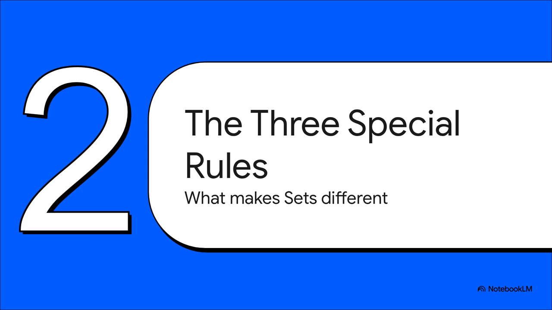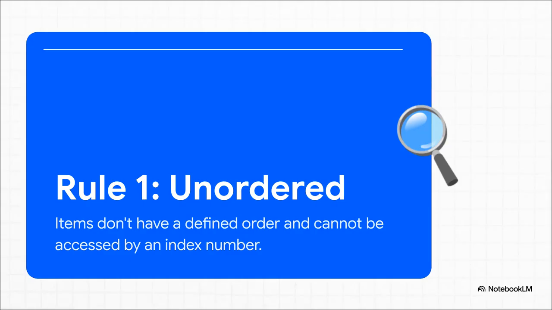To really get how sets work, you just need to know three special rules that define their behavior. These are the things that really separate them from, say, a list or a tuple. So let's break them down. All right, rule number one, sets are unordered. This is super important. Unlike a list where you know the first item is always at index 0, the items in a set have no defined position. They're just kind of in there.